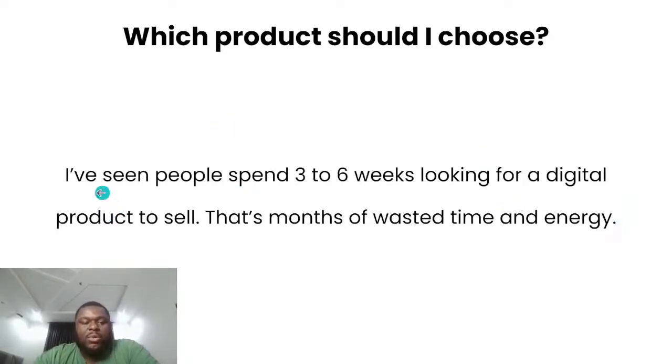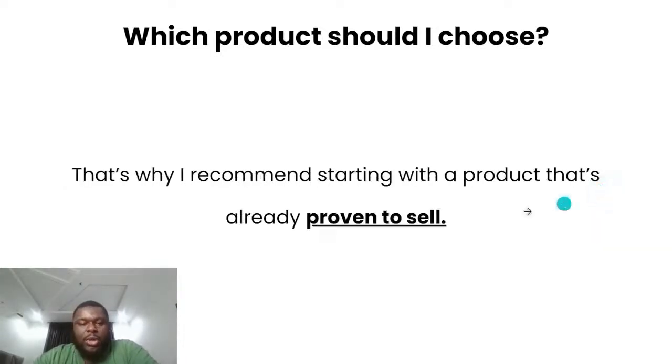Now, I've seen people spend 3 to 6 weeks looking for a digital product. That's weeks of wasted time and energy. You don't need to take that long. Just create an account with StakeCart, find a digital product, and sell it. It's simple, okay?